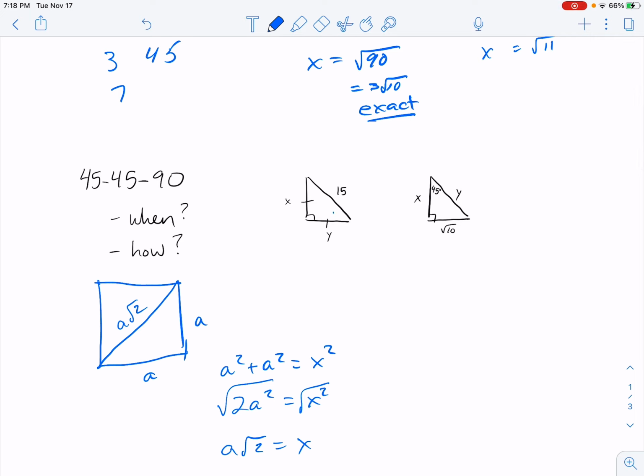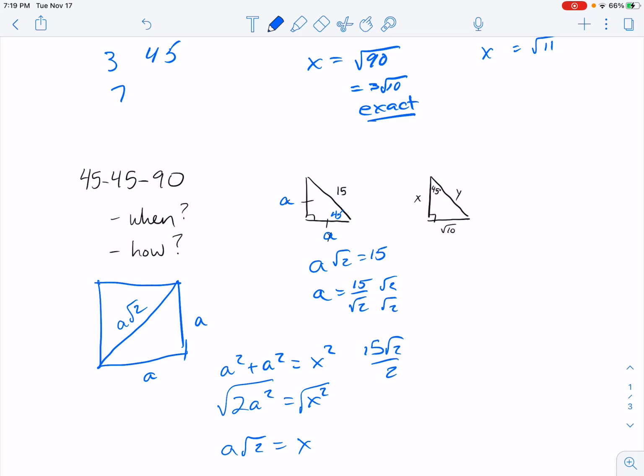Okay? So here I have a right triangle. If it's 45 degrees, we know you multiply. We know a times root 2 is equal to 15. So a is equal to 15 divided by root 2. That's the sides. This is a, and that's a. If you clean it up, you multiply top and bottom by root 2, and you get 15 root 2 over 2. A lot of times we don't make you clean them up. Okay?